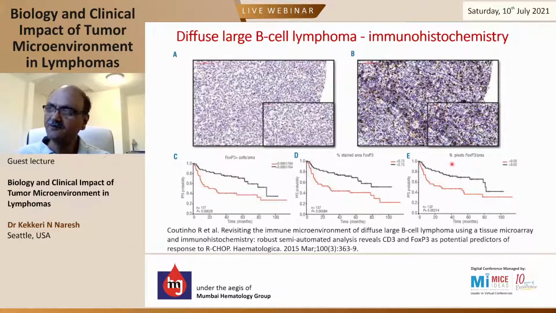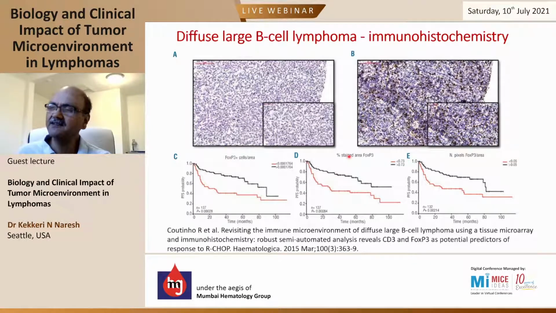One of the problems with this study is that it did not look, in the same tissues, at how many of these were actually cytotoxic T cells. So if you have a large number of FOXP3 positive cells but very few cytotoxic T cells, obviously those would do badly.